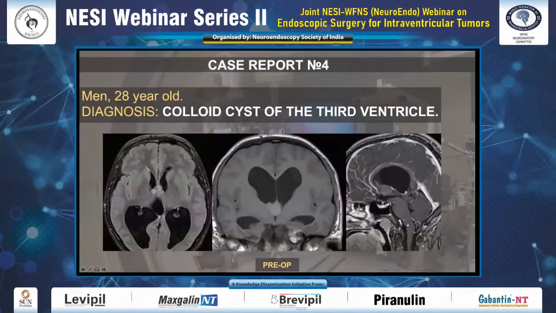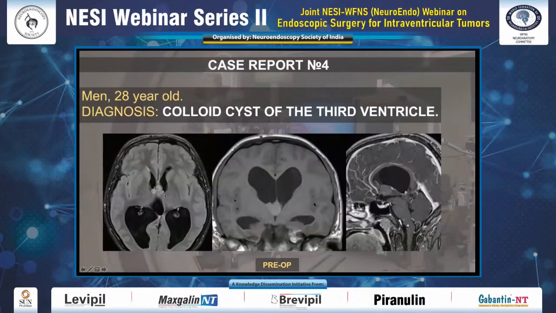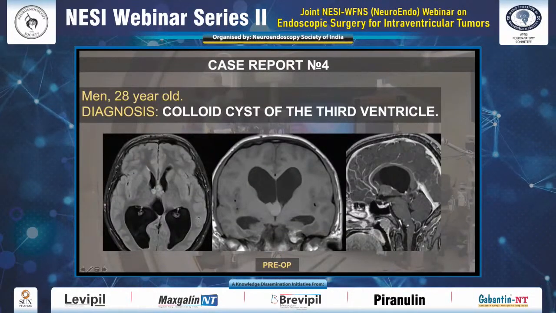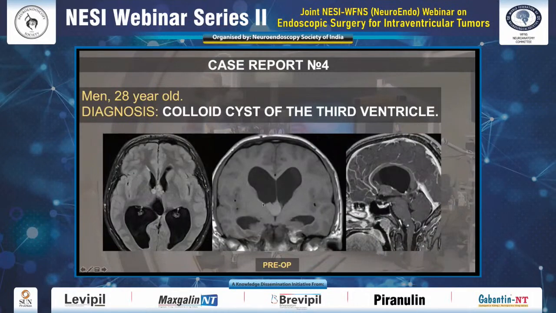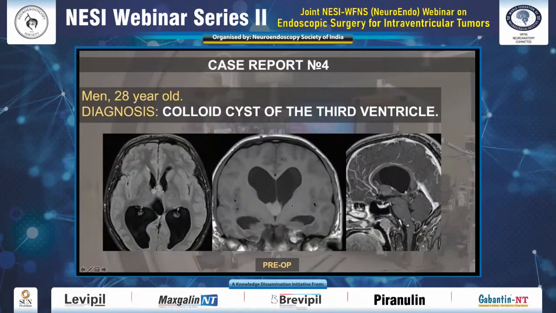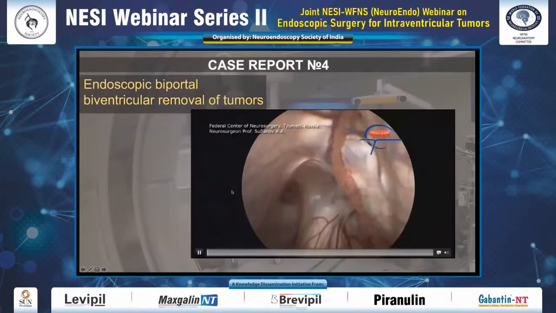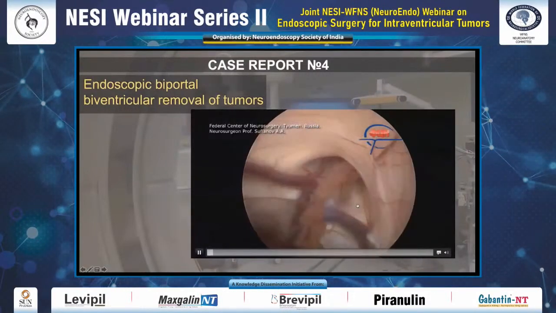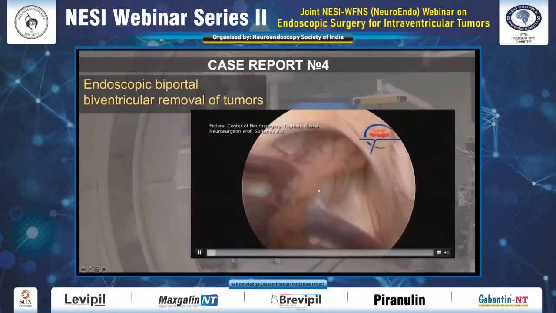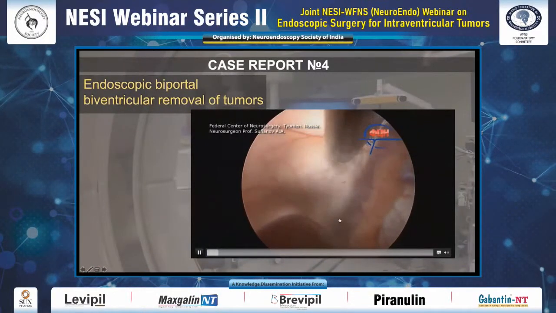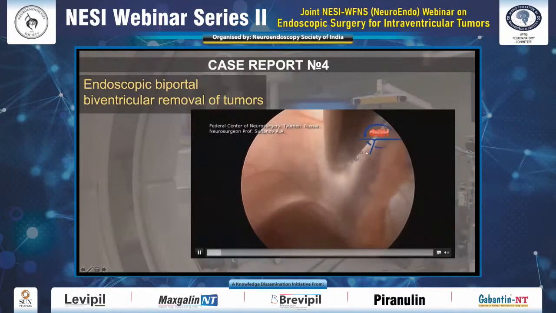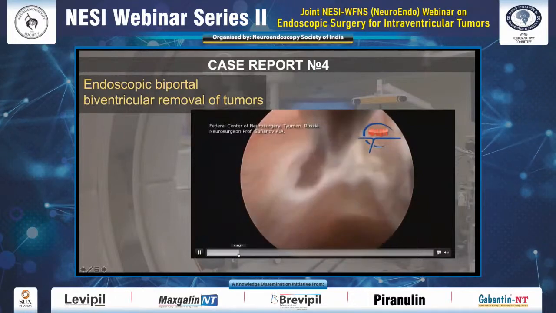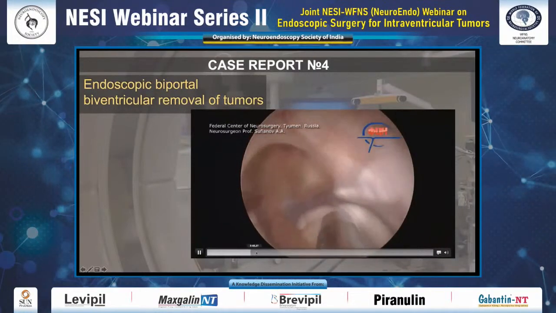And also another case, a big colloid cyst, very adherent to the foramen of Monroe with critical structures around the foramen of Monroe. So I decided to operate also by a multi-port, biventricular approach. You see the anatomy, Monroe, and you see inside of the short ventricle, a very big, very dangerous adherence. Why I decided to cut the septum pellucidum and above, and use also a biventricular approach.